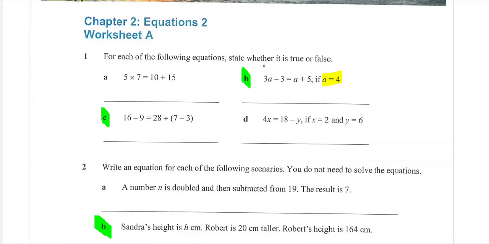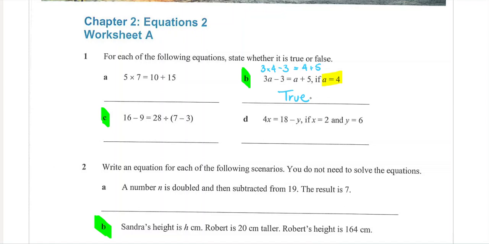So that would change it to 3 times 4 minus 3. So I'm replacing the A with the 4, equals 4 plus 5. So then you grab your calculator out and you just type in the left-hand side of that equation. 3 times 4 is 12, minus 3 is 9. Does that equal 4 plus 5? That equals 9 as well. So yes, that is true. They are equal to each other.